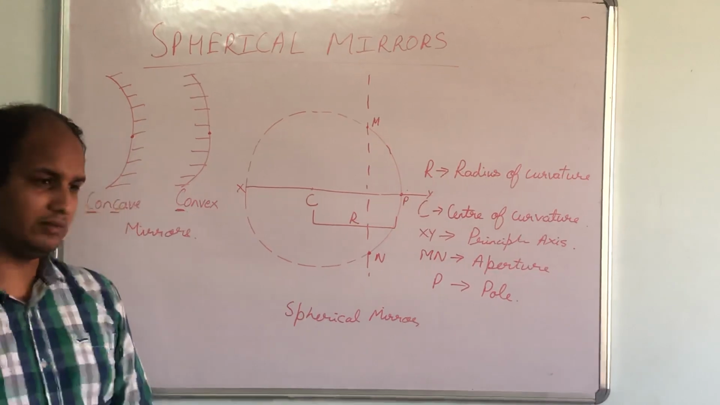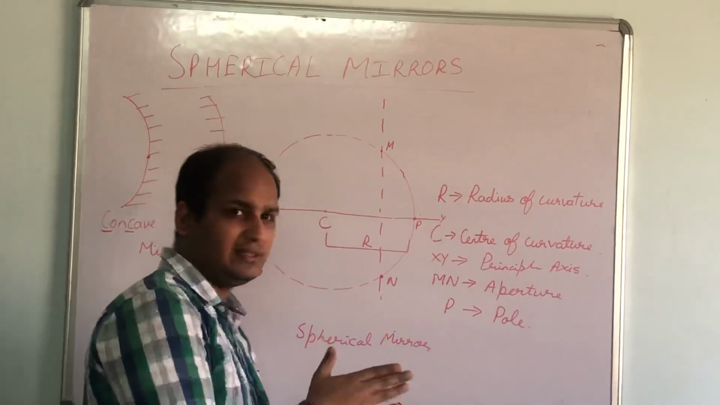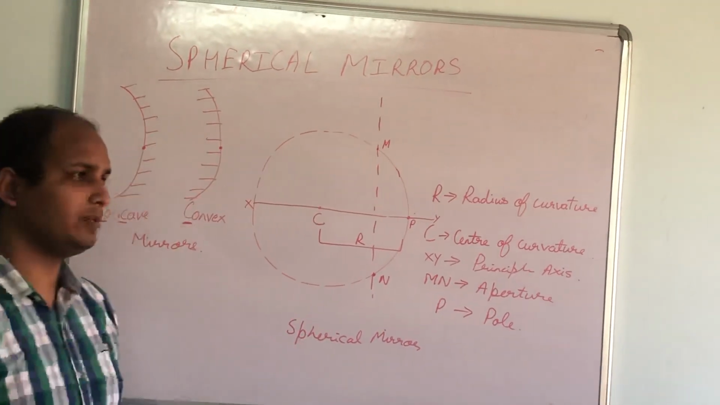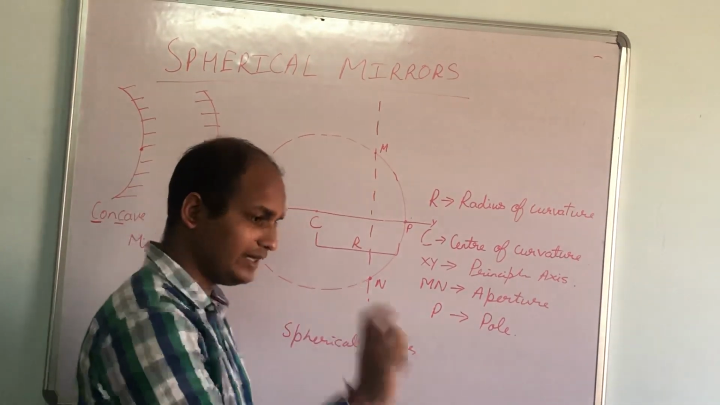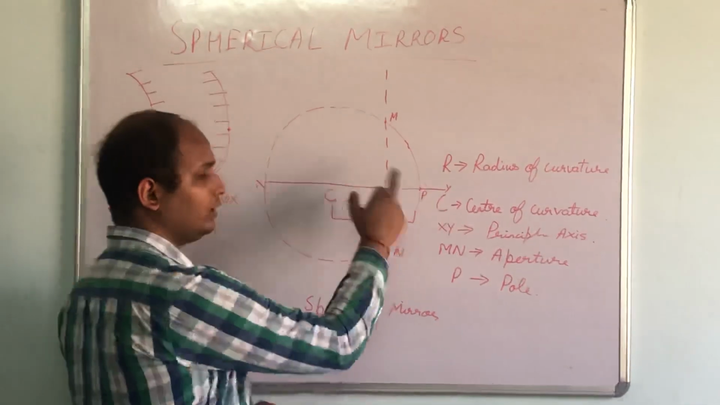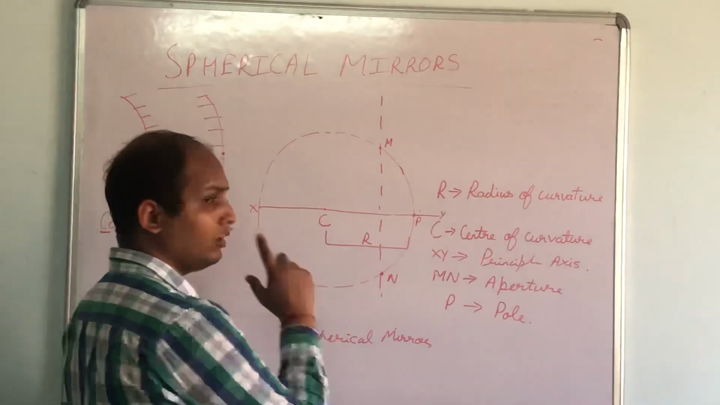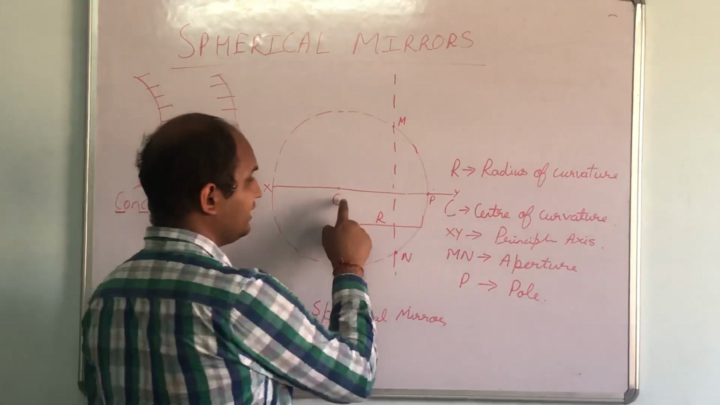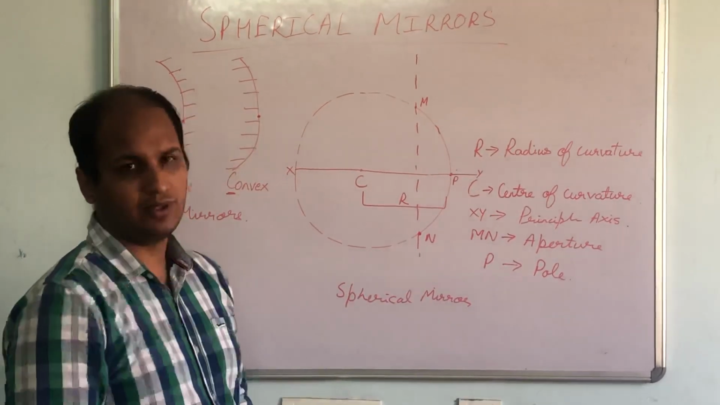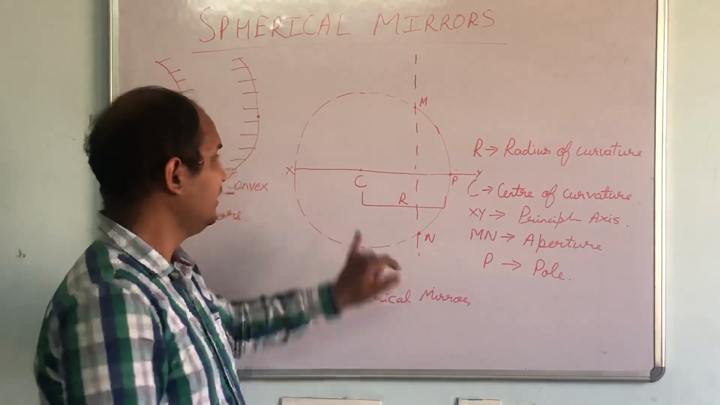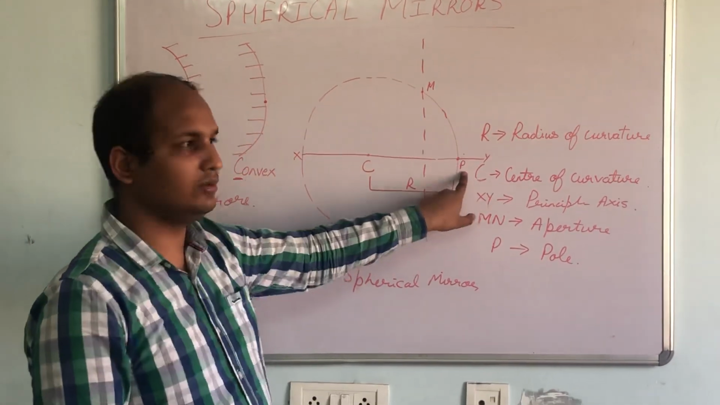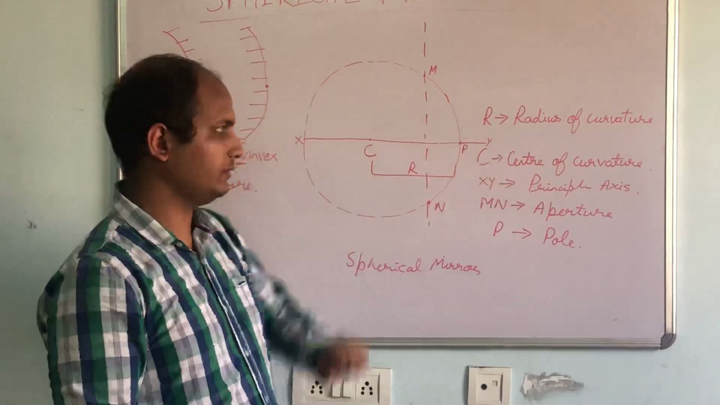Like you might have done in maths, the distance from the center to any point lying on the circumference, the distance from the center to that point on the circumference, is known as radius. Similarly in this case, P is the point on the circumference of the mirror, or on the aperture of the mirror. So the distance between the center of curvature and the pole of the mirror is known as radius of curvature. I am again repeating this. The distance between the center of curvature and the pole of the mirror is known as radius of curvature.